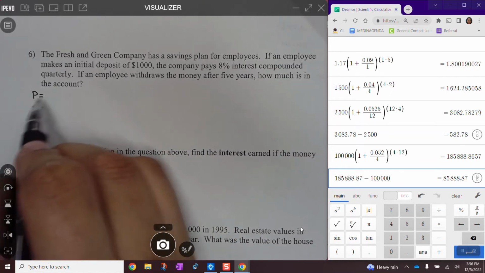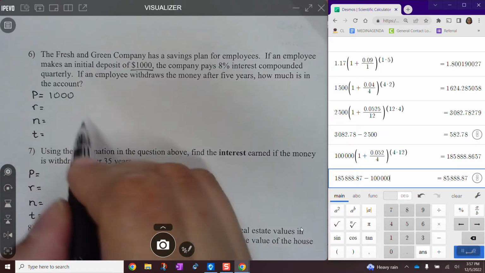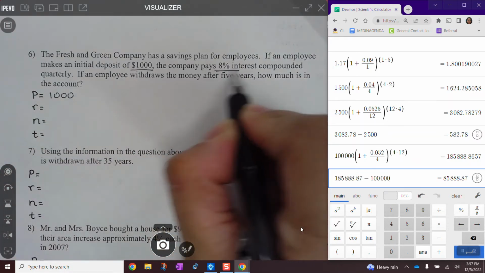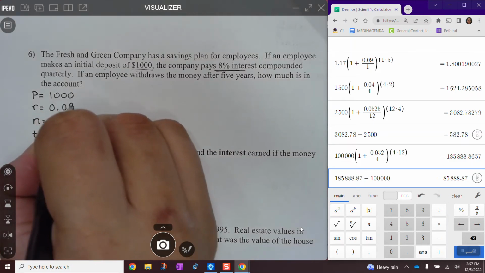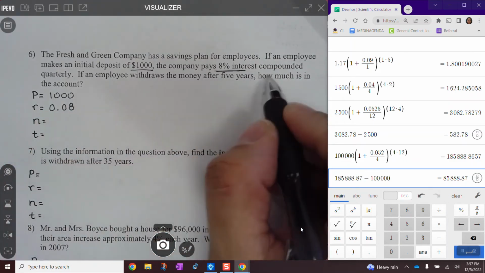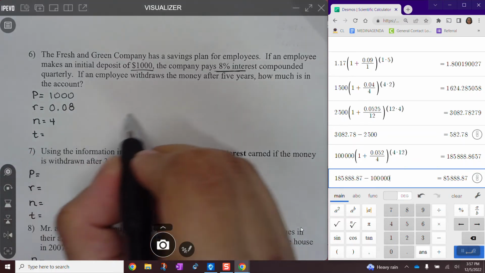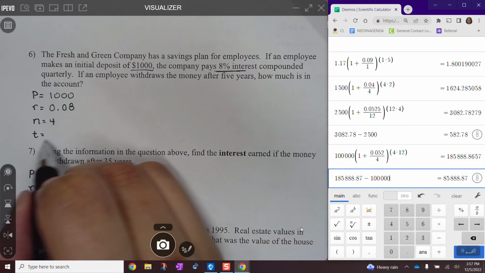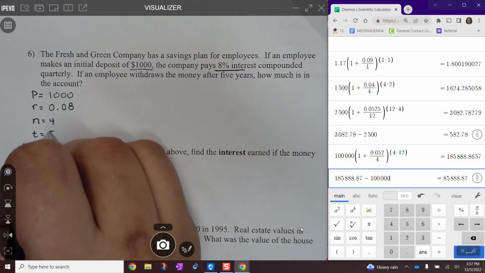All right, principal is the initial investment. The rate is 8% in decimal form. Compounded quarterly, n equals 4. And the time is 5 years because that's when they're withdrawing the money.